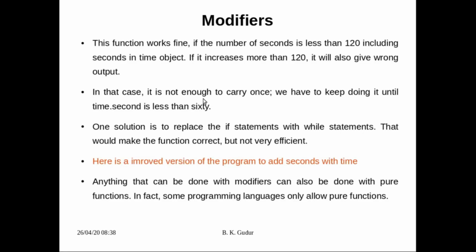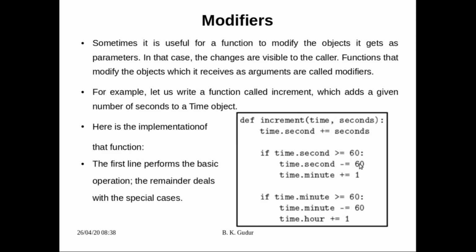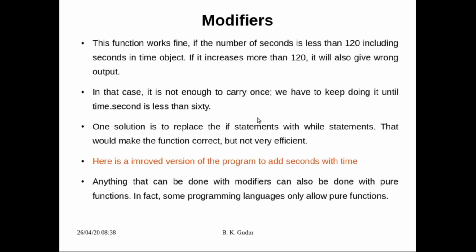Then what is the solution? In that case, it is not enough to carry once to the minutes. Instead, we have to keep doing it: however many 60 seconds we get, that many times we should carry 1 to the minute. So we keep doing it until time.second is less than 60. One solution is to replace the if statement with a while statement, that would make the function correct, but it will not be very efficient, but still we'll see that function.